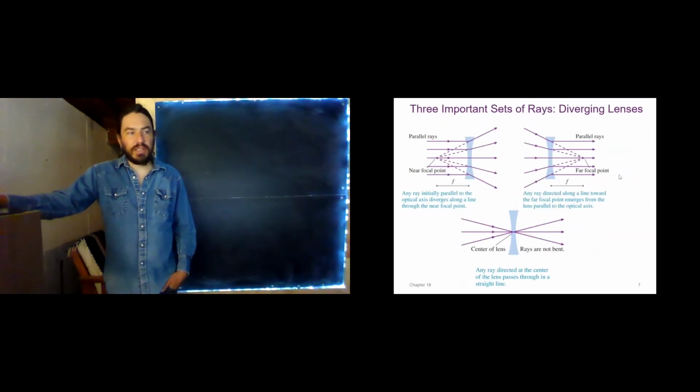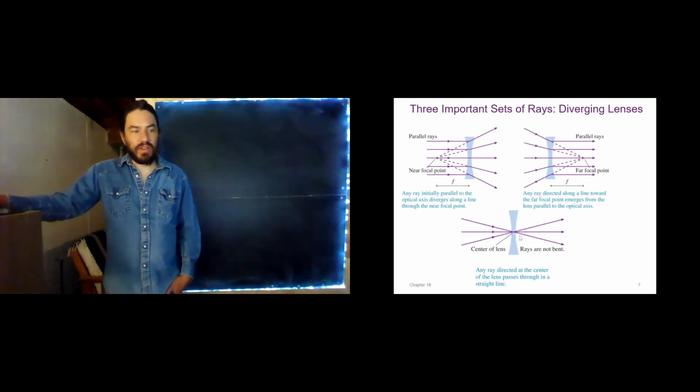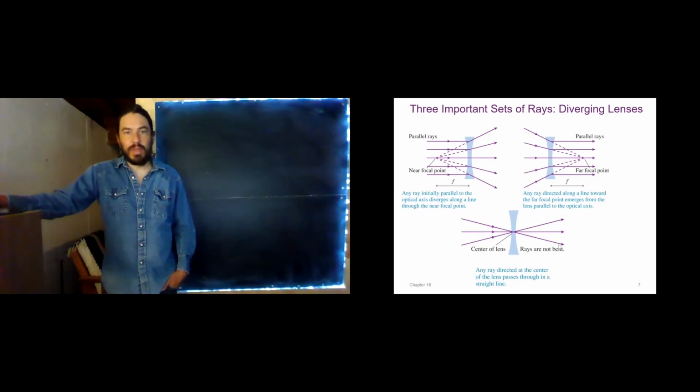Now for diverging lenses, it's a similar situation. We still have our three sets of rays. It's a little bit trickier, I think, with a diverging lens, because we have to think about where the rays appear to come from. A parallel ray that comes in parallel to the optical axis will get bent in a diverging lens such that it appears to come from this focal point right here. Similarly, a ray that is heading towards the far focal point will get bent and emerge parallel. And of course, any ray going right through the center will not be bent at all.